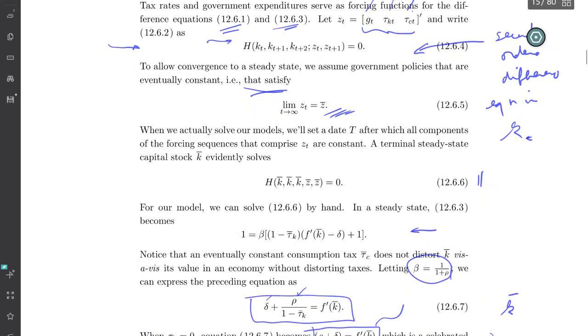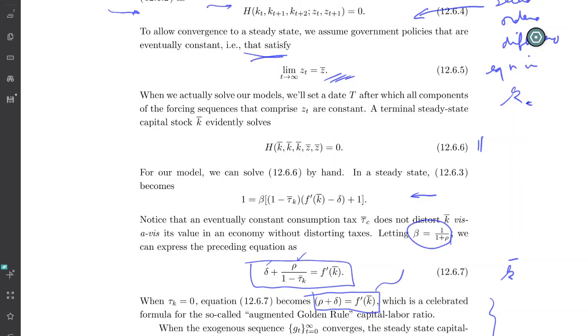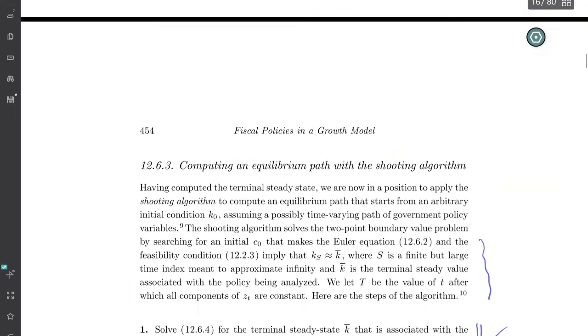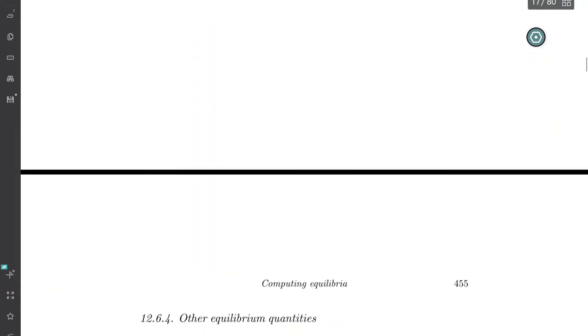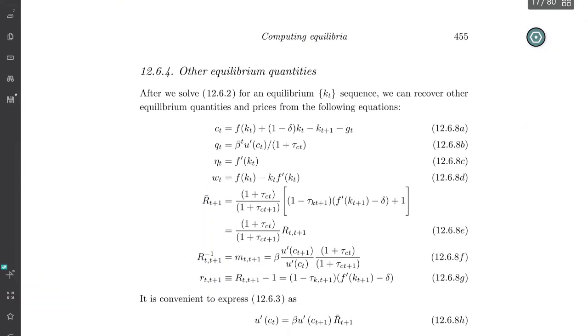First thing we did is we compute a steady state. We could do that almost analytically, and then we applied the shooting. We described how to apply the shooting algorithm to it. And once we do that, we'll get a sequence of capital and consumption. We'll get an allocation, an equilibrium allocation in our competitive equilibrium with distorting taxes. And then once we do that, we'll get other objects.